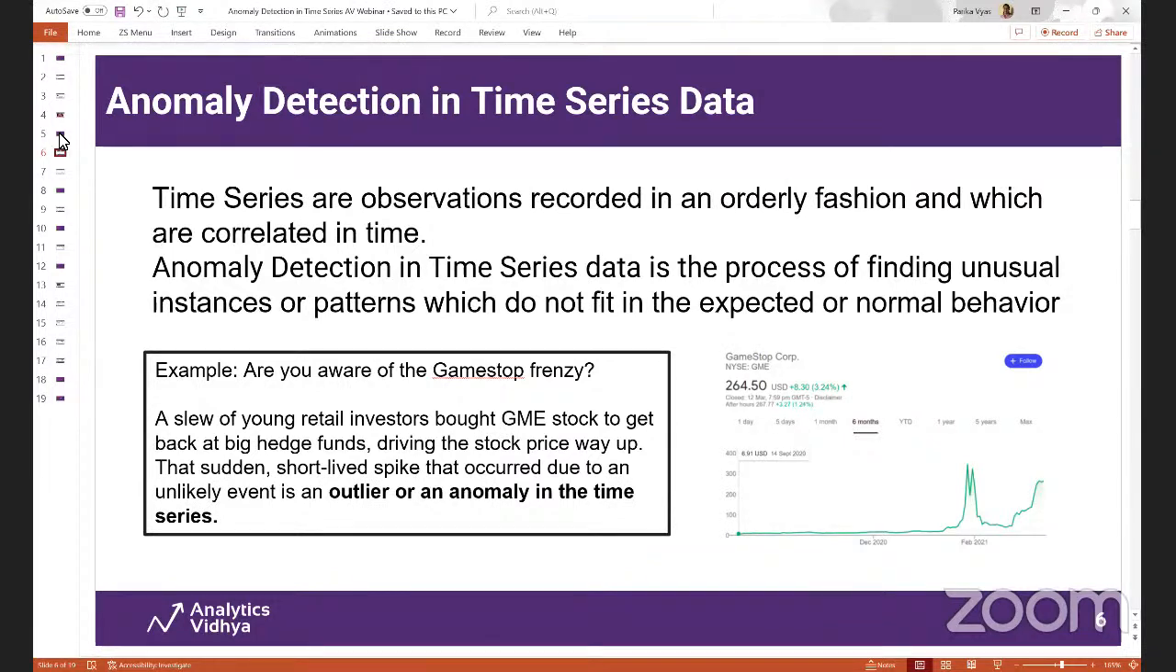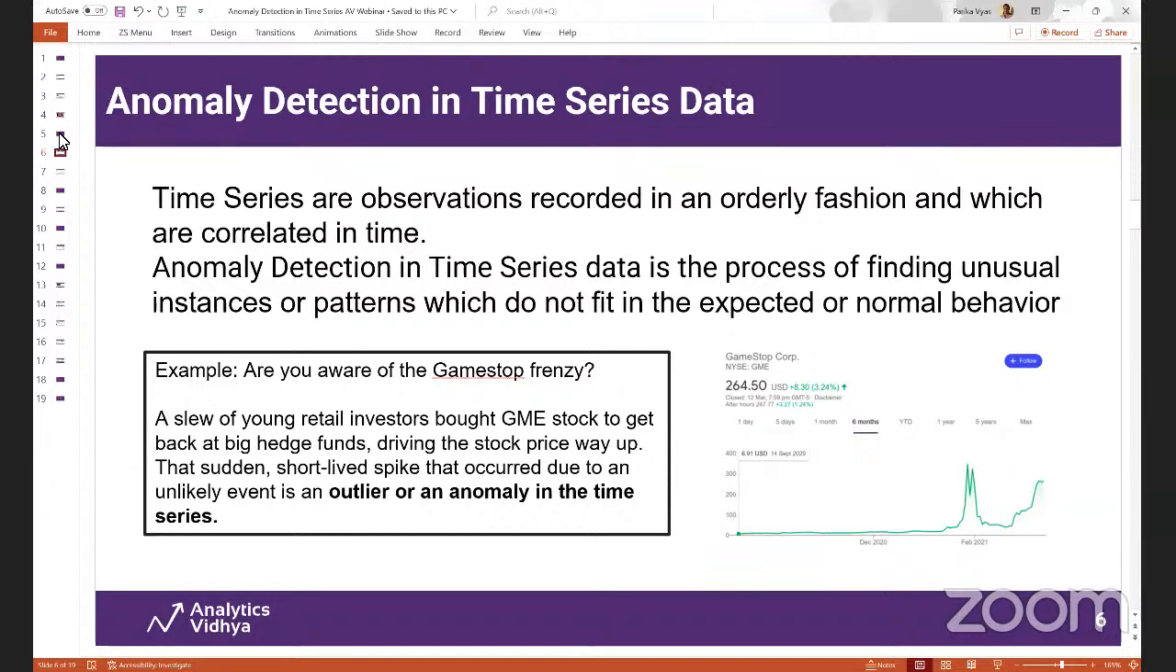Time series are nothing but observations that we see changing with time or being recorded with time. It could be anything starting from your smart watch monitoring how many steps you take in a day, or your daily laptop usage or your screen time. These are all nothing but recordings with time, right? So what is anomaly detection in time series? What could be an anomaly in a time series, right?